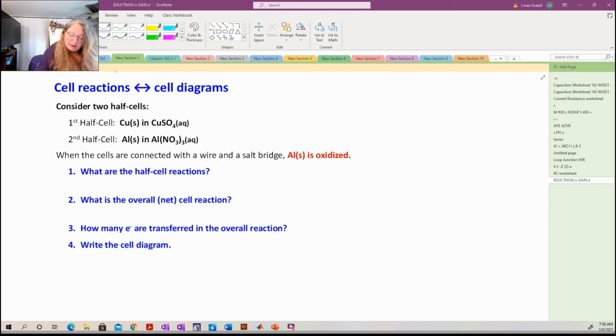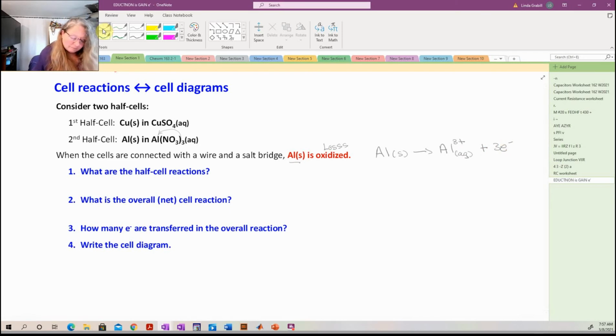Okay, so we know that aluminum is oxidized, so it's losing electrons. So what am I going to do? I'm going to go Al solid going to Al. Let's see, what is the charge on this? Well, if I bring that 3 up here, Al 3 plus is what I'm becoming, and that's aqueous. And then plus, so I'm losing those 3 electrons.